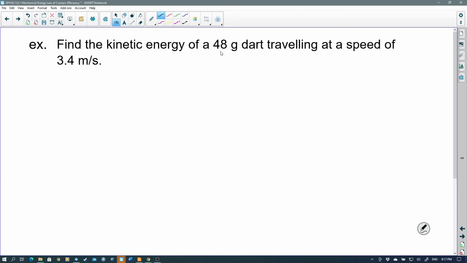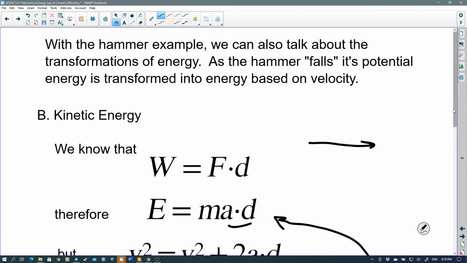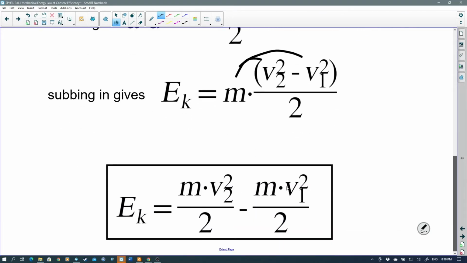So it says find the kinetic energy of a 48 gram dart traveling at a speed of 3.4 meters per second. Well, what was the original speed of this dart? The original speed of this dart was 0. So if I put v1 equals 0 in this equation, this whole second term disappears, and we're just left with Ek is equal to m times v2 squared over 2. That's going to happen quite a bit.